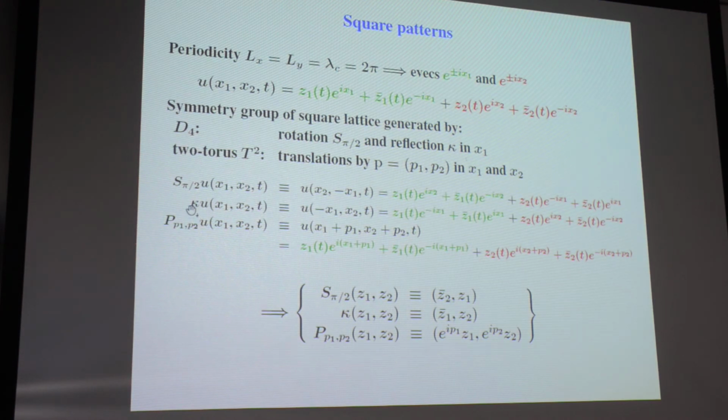If we wanted to do a reflection on u, a reflection in the horizontal direction, we would just change x to minus x, so we'd change z1 to z1 bar. So that's what's being done here. Translation by p in x1 and x2 would be like moving x1. We would take x1 to x1 plus p1. And so we see that that would be the same as multiplying z1 by e to the ip1, and similarly for x2 and p2.